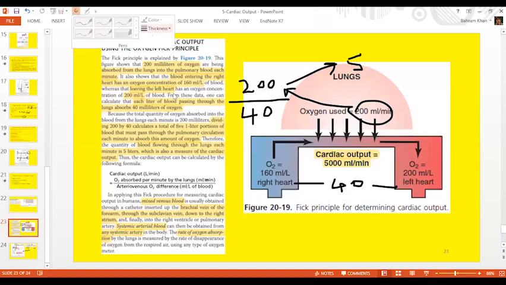This is very simple. It looks complicated, but it is very simple. All you are supposed to do is remember the values. And the most important value is the amount of oxygen used. So you have to memorize this value.